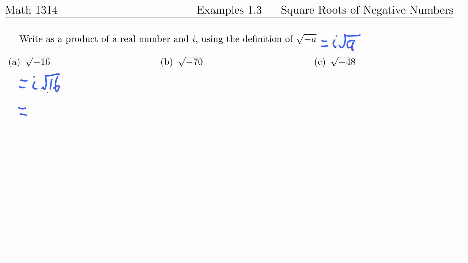Then you ask yourself, what is the square root of 16? That's 4. So that's I times 4. Because the 4 is an integer, the 4 needs to go in front of the I. So that gives you 4I. There's your answer.